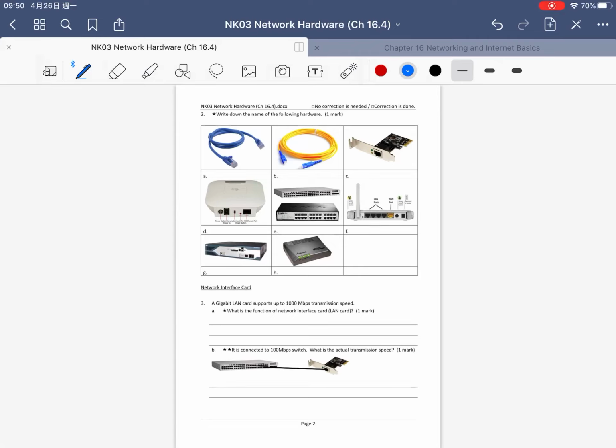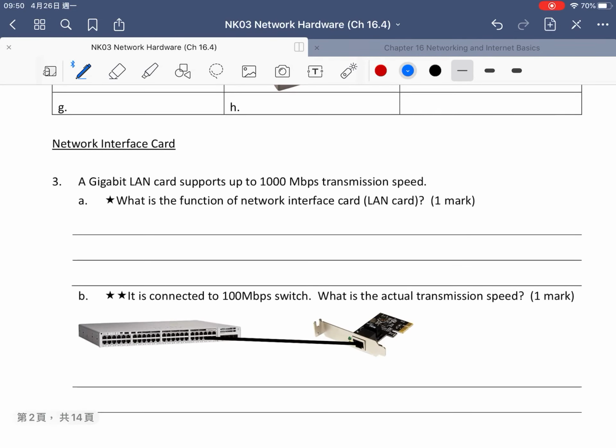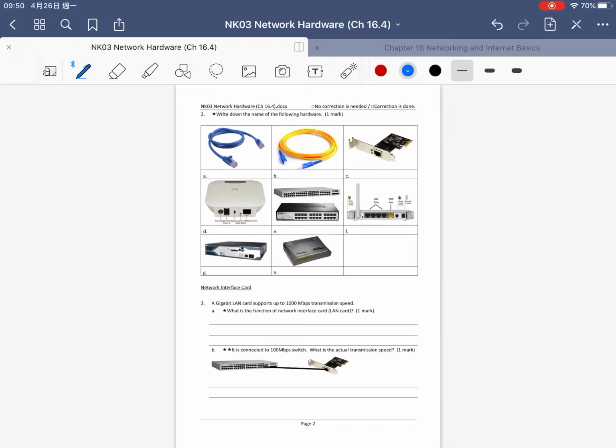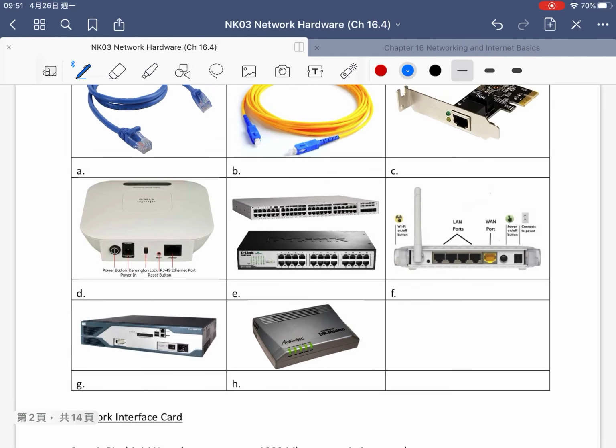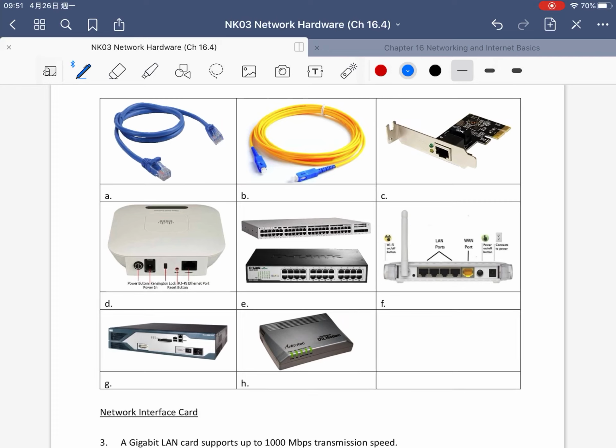NK03. In the coming video, we will discuss the network interface card and also the transmission media. So students, please take out the worksheet and also your notes. Turn to page 2. This part is about the network hardware. I want you to recognize the name of the network hardware. This one is not difficult.